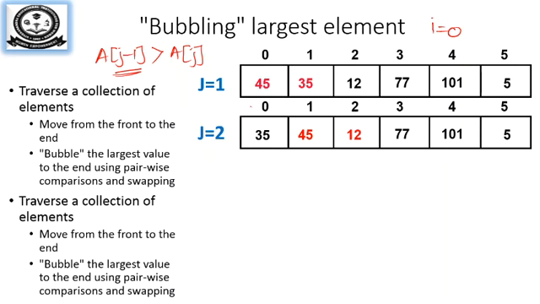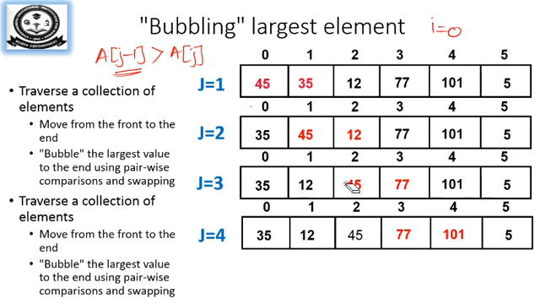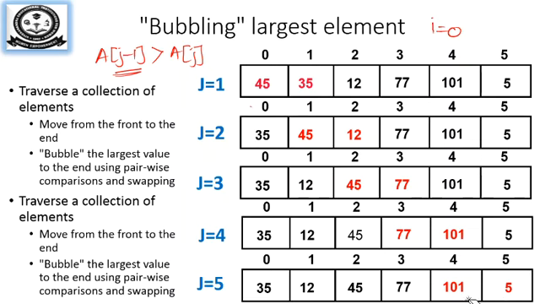Now the next j value is going to be 2. So 45 is greater than 12? Yes. So you will have a swap over here. Then 45 is greater than 77? No. So no swap happens here. Then 77 is greater than 101? No. No swap happens here. And 101 is greater than 5? Yes. The swap will happen. So where did the swaps occur? I will write it down here. A swap happened between these two elements and these two elements, then finally with these two elements.